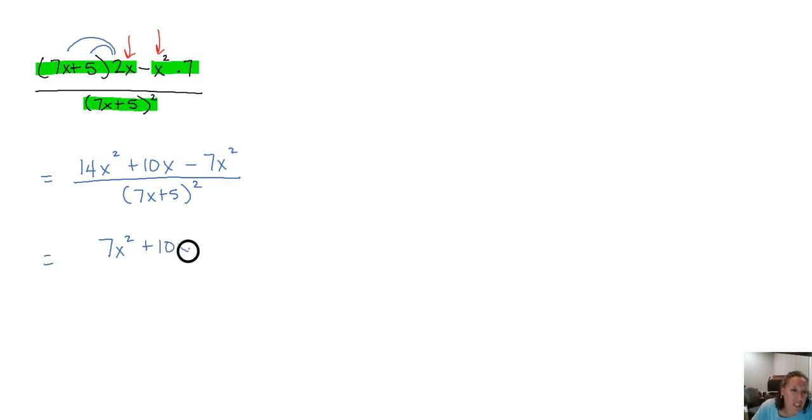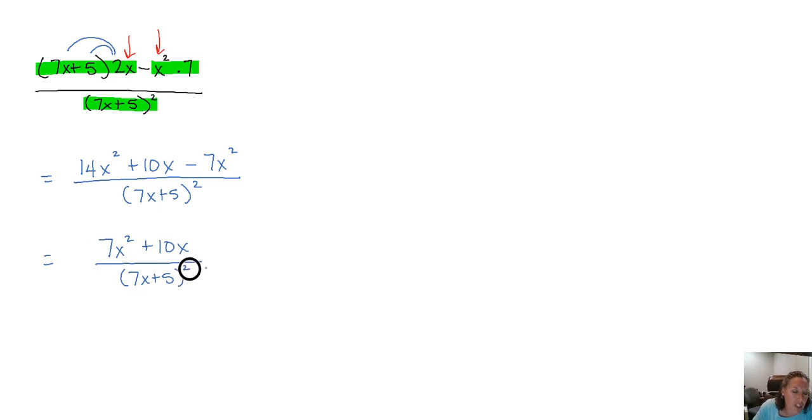I'm going to go ahead and distribute this 2x. So 7x plus 5 times 2x is going to be 14x squared plus 10x. And then x squared times 7, normally we see that written as 7x squared. So I'm going to write that as minus 7x squared. I'm going to leave the denominator alone. It's already factored. 7x plus 5 quantity squared doesn't have a GCF or anything that we can factor out of that. And then simplifying the numerator, 14x squared and minus 7x squared gives us 7x squared plus 10x over 7x plus 5 quantity squared.